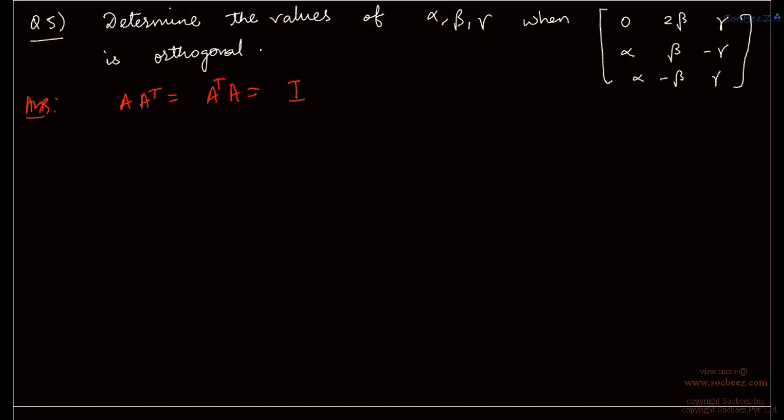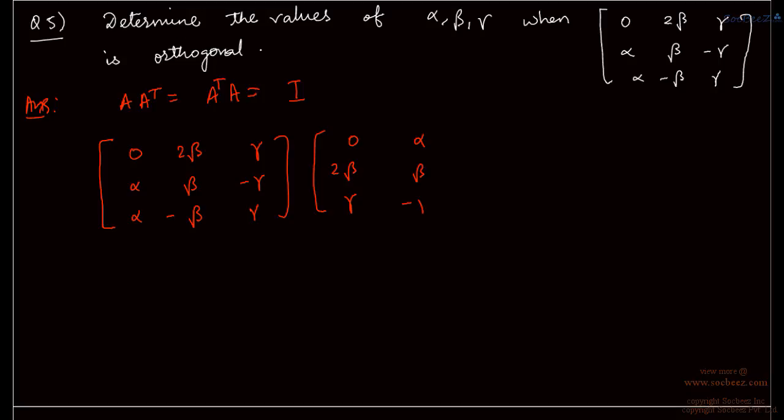So I take either of them and I try expanding it. So this is now 0, 2 beta, gamma, alpha, beta, minus gamma, alpha, minus beta, gamma. So this is my A. Now I write the A transpose: 0, 2 beta, gamma, alpha, beta, minus gamma, alpha, minus beta and gamma, right? Okay. Now once this is done, I'll just expand this.